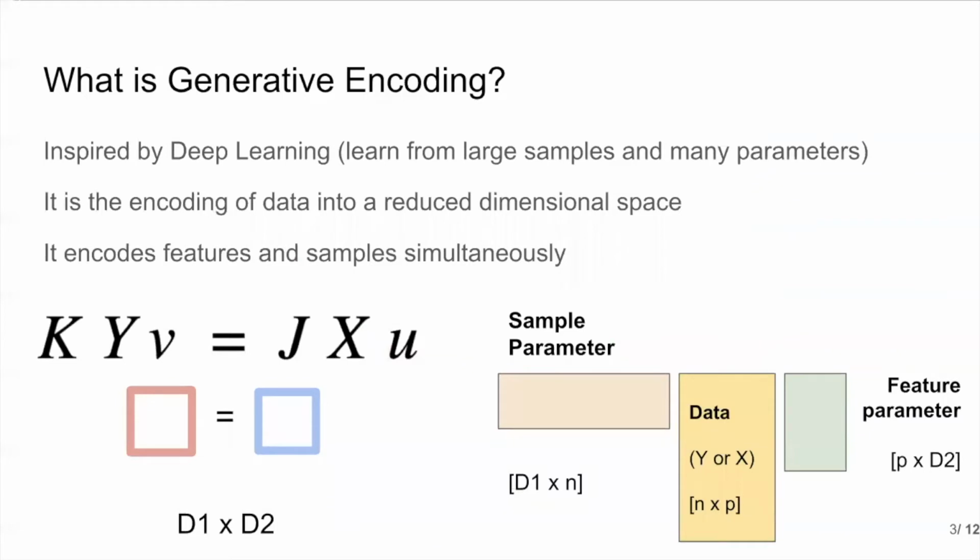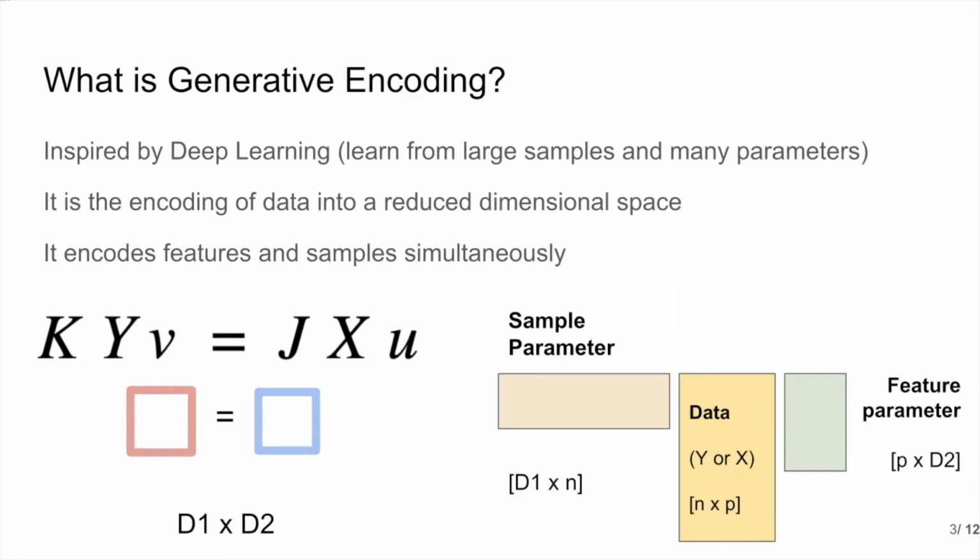So let's go into a bit more detail. It's inspired by deep learning, which learns from large samples with many parameters. It's the encoding of data into a reduced dimensional space. So if we take the expression and the datasets y and x, or in some situations y equals x, we can learn a set of parameters k, v, j, and u that allows an alignment between y and x into a reduced dimensional space of d1 by d2.